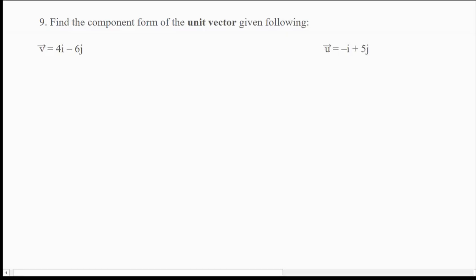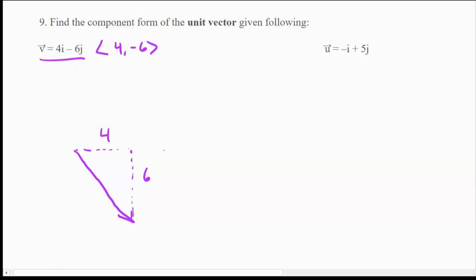Here I'm asked to find the component form of the unit vector of the given vectors v and u. Another wording that you might see is find a unit vector that is parallel to the given vector. In this situation, if I were to sketch this out, vector v is just in ij form. Here's my component form, meaning I'm going 4 units to the right and 6 units down. So here is my vector sketched out.